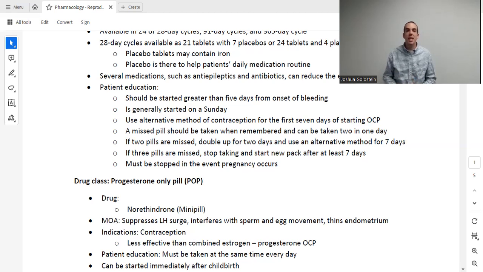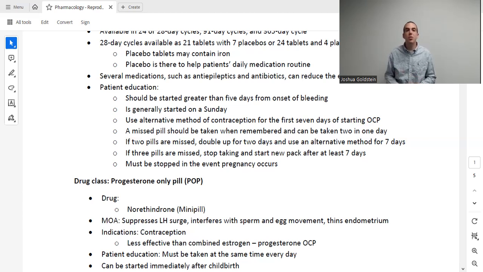When a patient is taking their medication, they should be educated to ensure that they're taking it regularly without any issues, and that they should continue taking it as prescribed. The progesterone-only pill has a big issue: it must be taken every single day at the same time in order to increase its effectiveness. It is generally considered less effective than a combination medication for contraception.